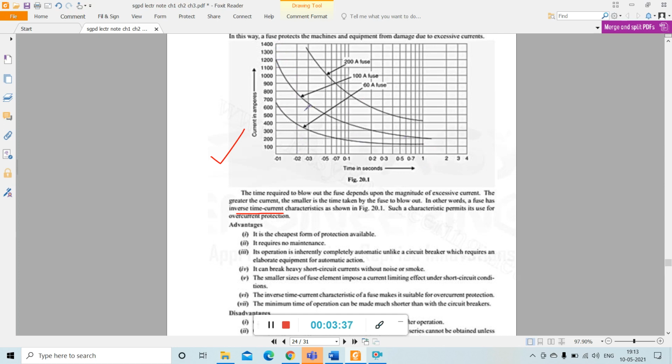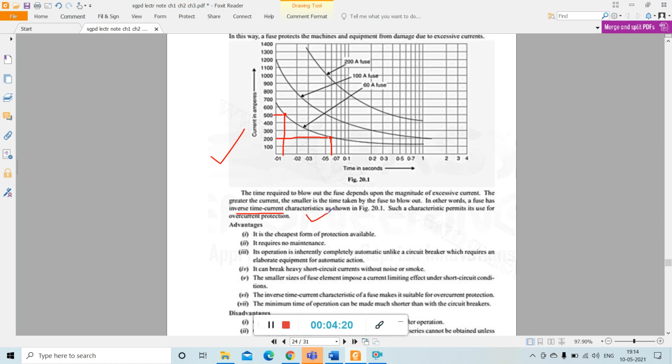Clear? So see, this is a 60 ampere fuse. If the current is here, then the time position is here. How do you decide? I choose one point on this curve, and draw the x-axis and y-axis coordinates. Here the current level is 200, then the time is at this point, let it be 0.6. If the point is like this, here the current is 500, so the time is like 0.15. Understood? So the greater the current, the smaller is the time taken by the fuse to blow out. This is the inverse time current characteristics.